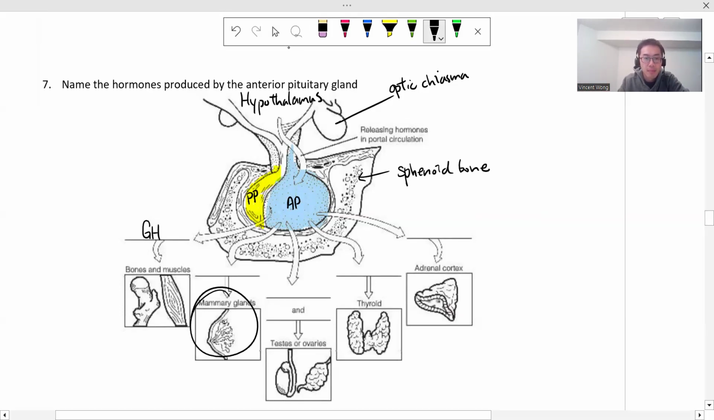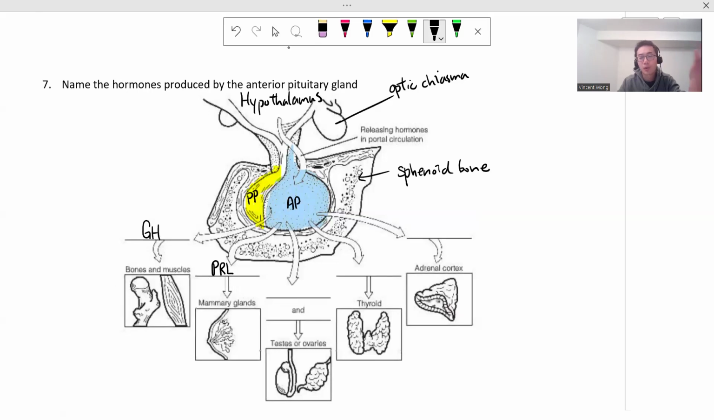Okay, which one targets the mammary gland? Oxytocin? Now, that's a common mistake people make. The oxytocin is from the PP, though, not the AP. Okay? Prolactin. That's right, the prolactin, the PRL. Remember, we're looking at the anterior pituitary. So again, these are non-tropic hormones because they don't target another endocrine gland. The mammary gland is not an endocrine gland, it's an exocrine gland. It secretes through a duct.